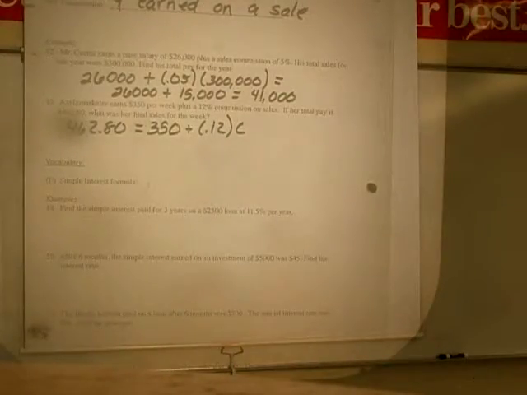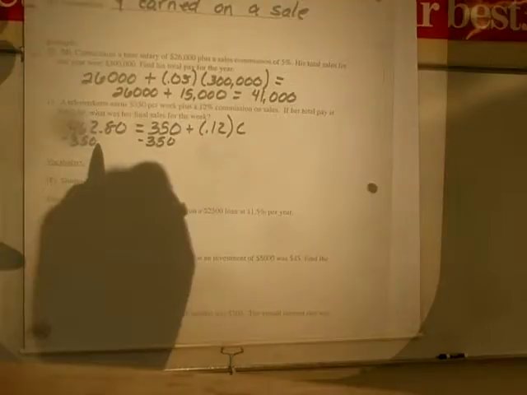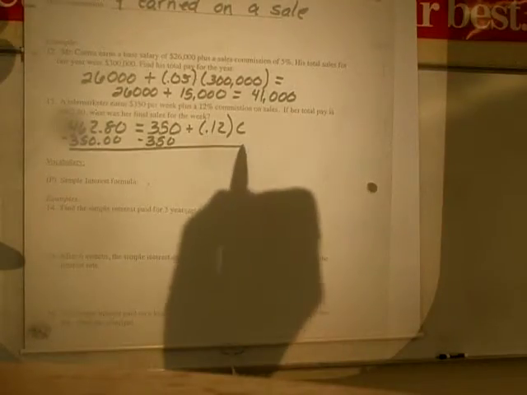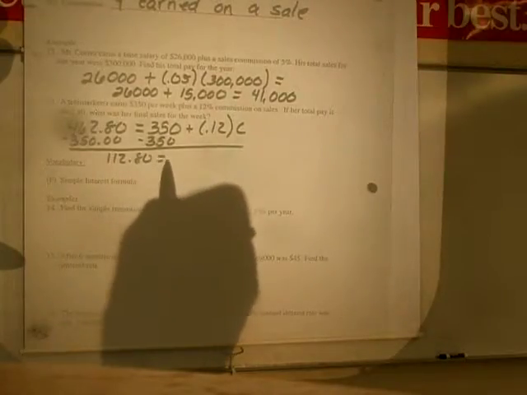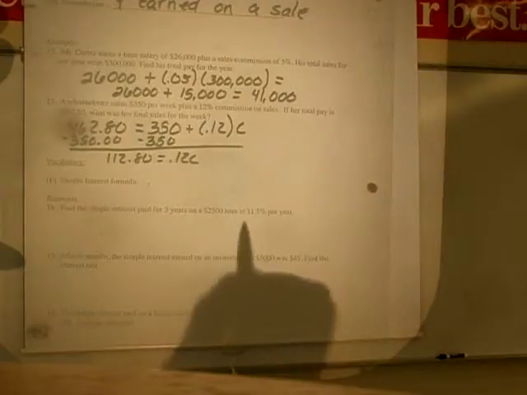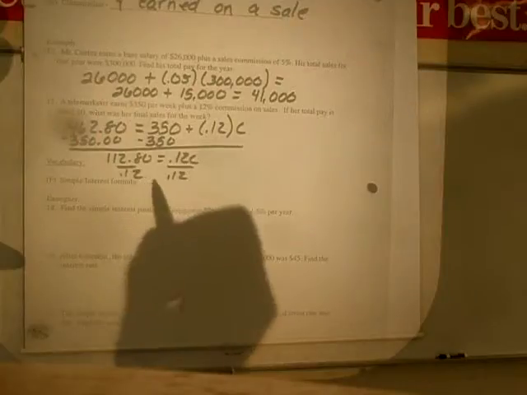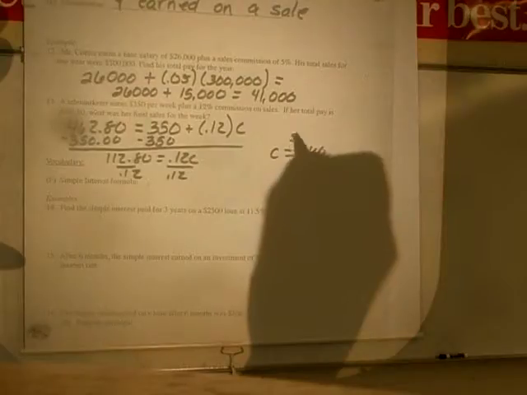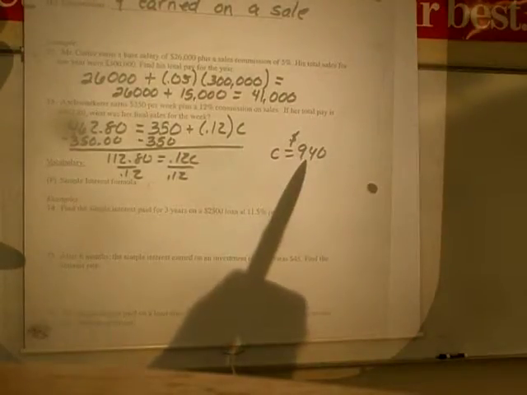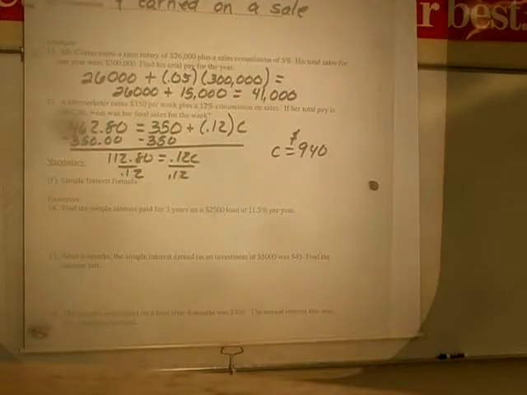So 0.12 times C. And if we solve this, we subtract $350 from both sides. And you have $112.80 equals 0.12C. And from there, if you divide both sides by 0.12, she had $940 in sales. So of that money, that's how much she sold, and she gets to keep 12% of that.